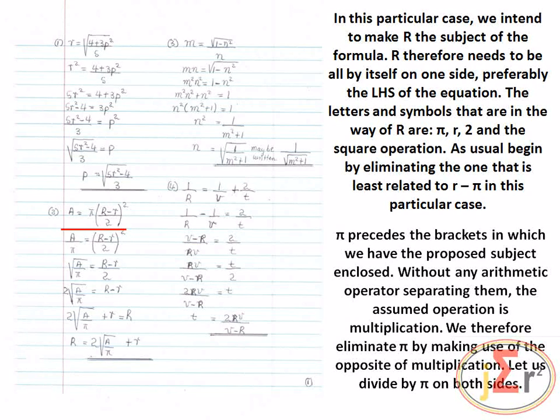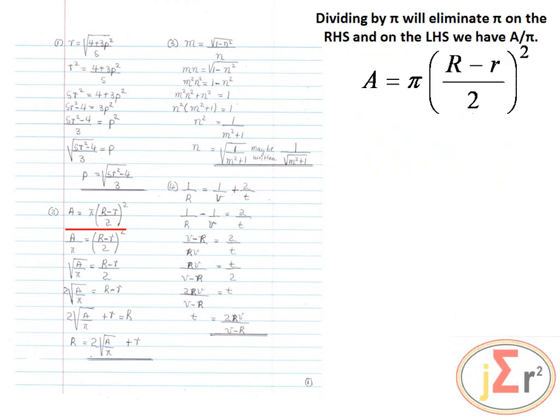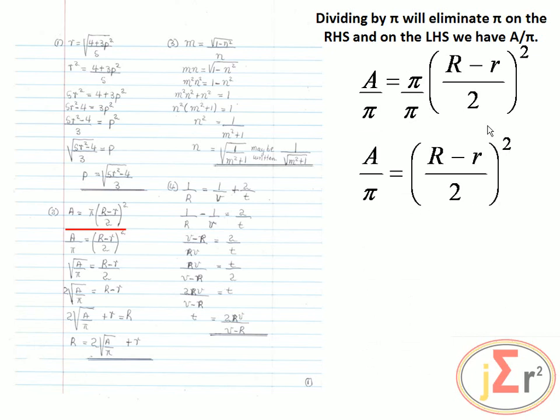So let us divide by pi on both sides. Dividing by pi will eliminate pi on the right hand side, and on the left hand side we have a over pi. We divide by pi on both sides. What happens? These will eliminate each other. Anything divided by itself is 1, and 1 times something is that same thing. So we have a over pi, and the rest on the right hand side, with the exception of the pi.